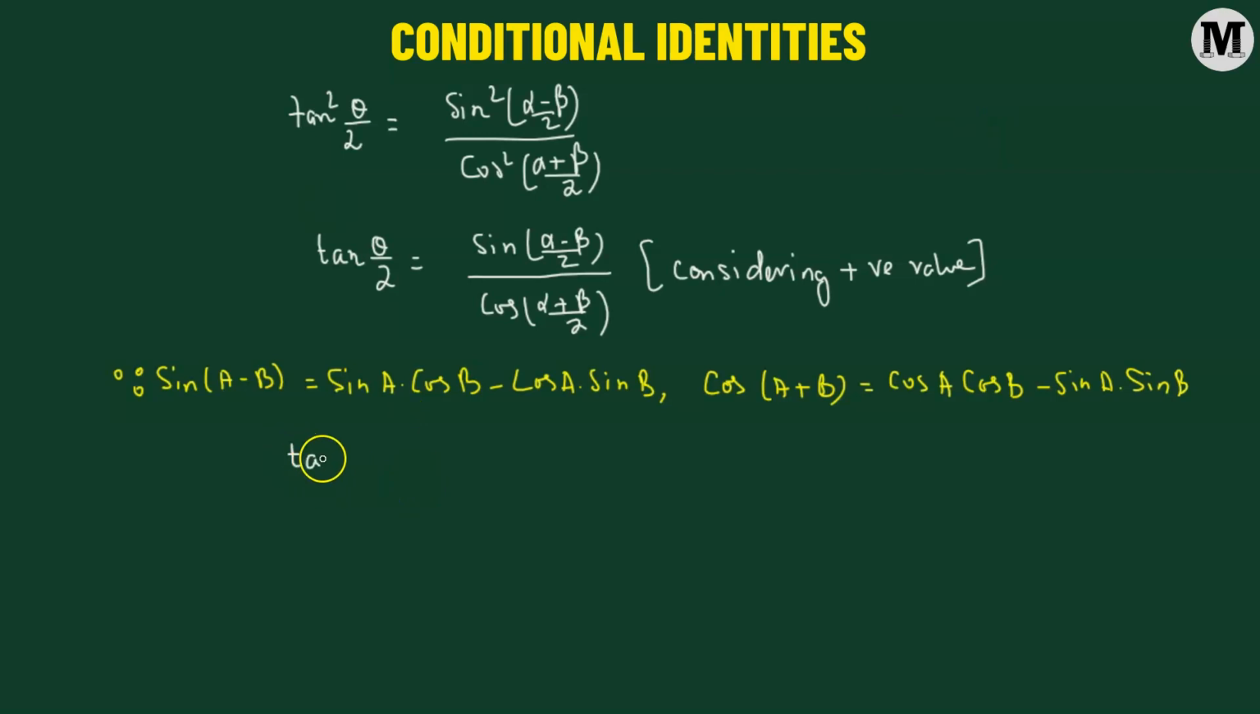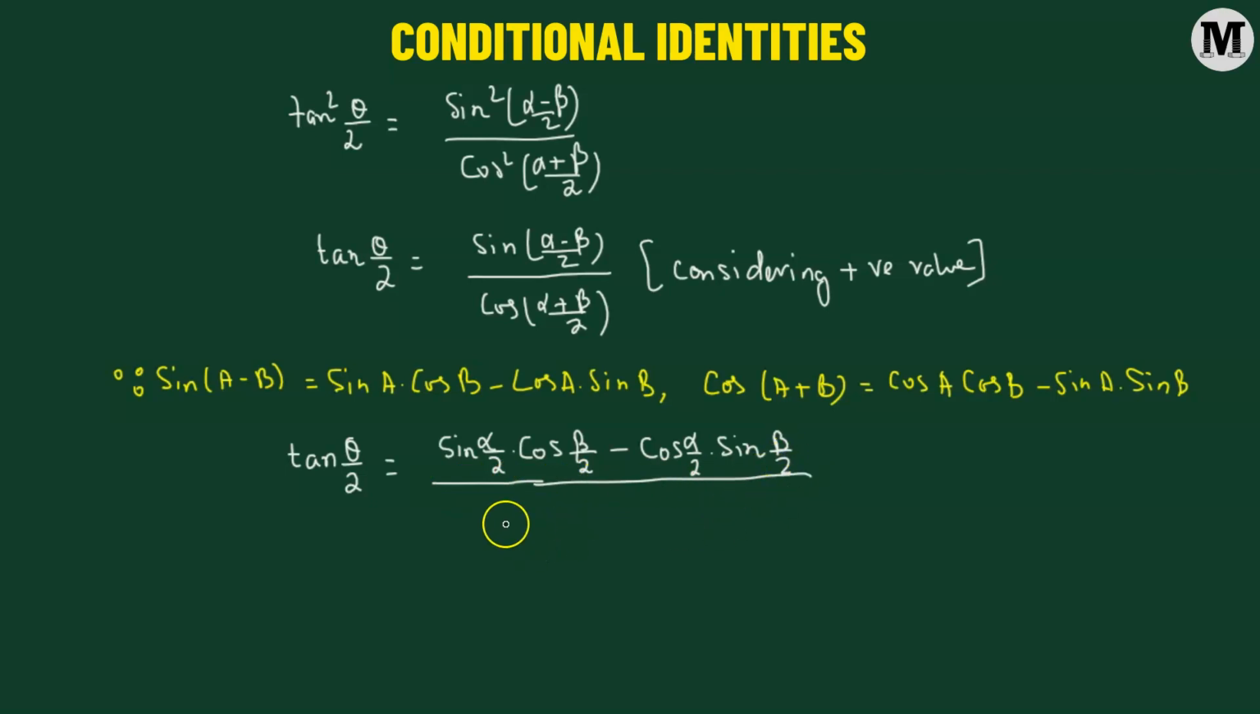So tangent of theta over 2 will become equal to sine of A, where A corresponds to alpha over 2, multiplied by cosine of B, where B corresponds to beta over 2, minus cosine of angle alpha over 2 times sine of angle beta over 2. Whole thing will be divided by cosine of angle alpha over 2 times cosine of angle beta over 2 minus sine alpha over 2 times sine beta over 2.